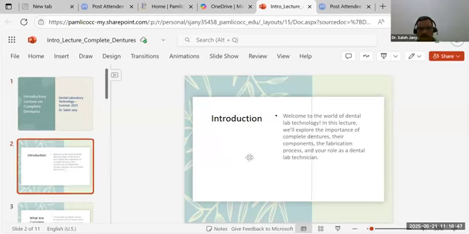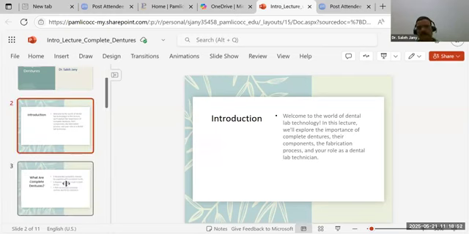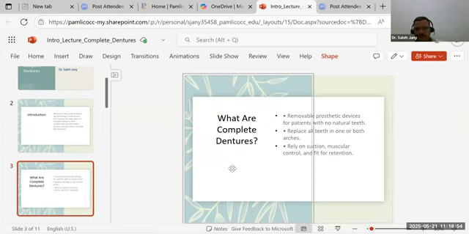That's the complete denture component fabrication process. Complete denture, as a dental lab technician. Complete denture is removable, of course, but nowadays we can do implants and make the denture.